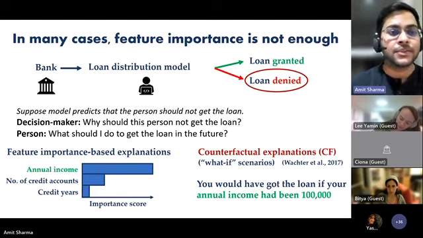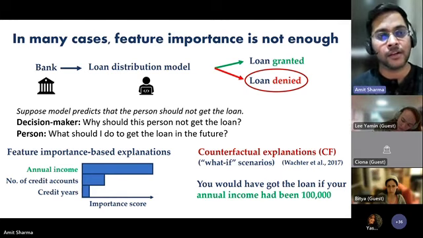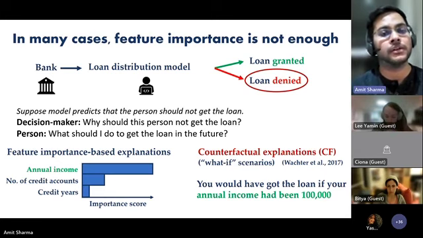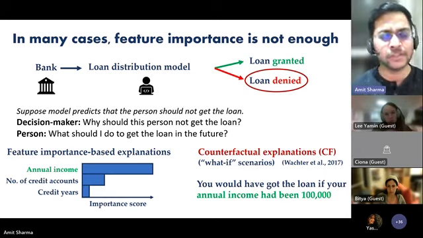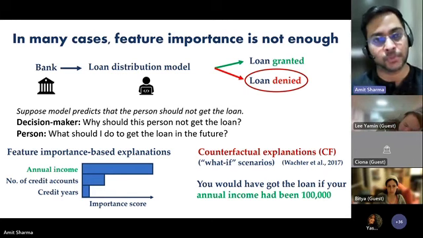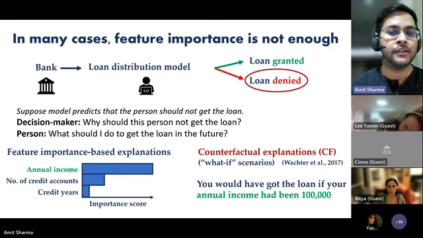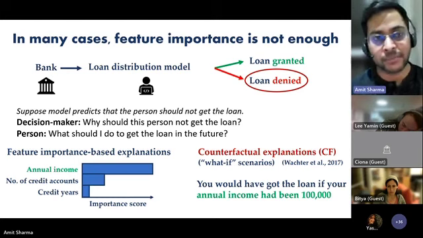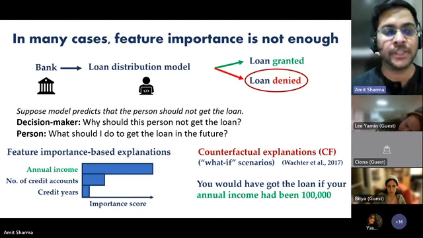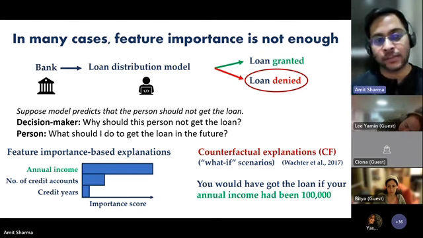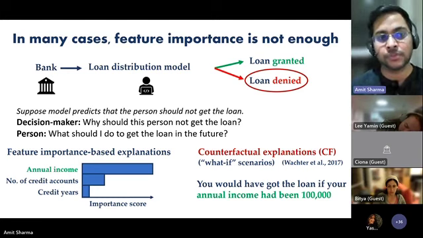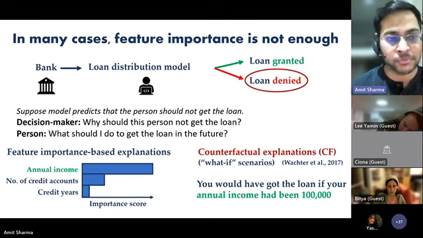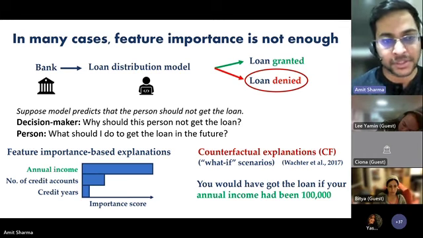But there are many cases we found where feature importance is not good enough. So imagine that you are a decision maker, or maybe you're a person who has applied for a loan from a bank, and your loan gets denied. So obviously you're not happy, and you ask the bank, why did you deny my loan, right? And the bank might say, oh, I use a machine learning model. I don't know. Here's the explanation that I have. And so it will tell you that annual income is the most important feature, credit years is the least important feature.